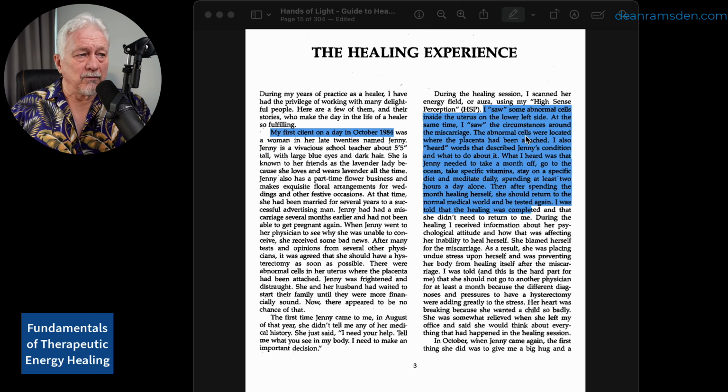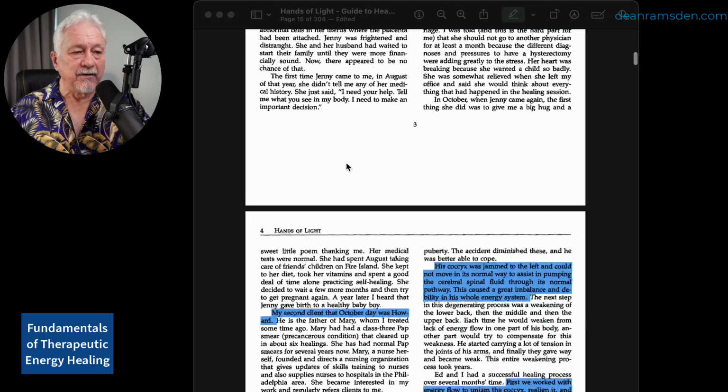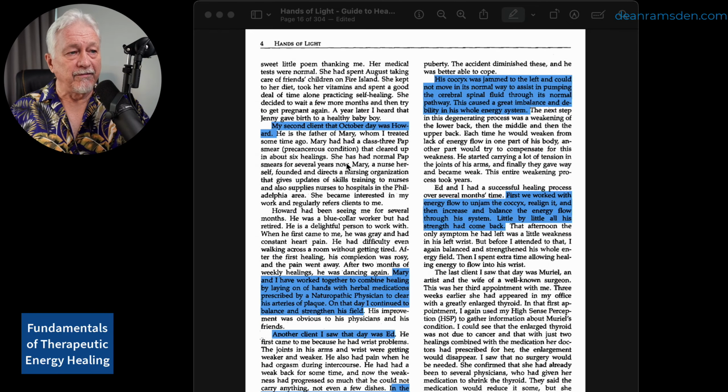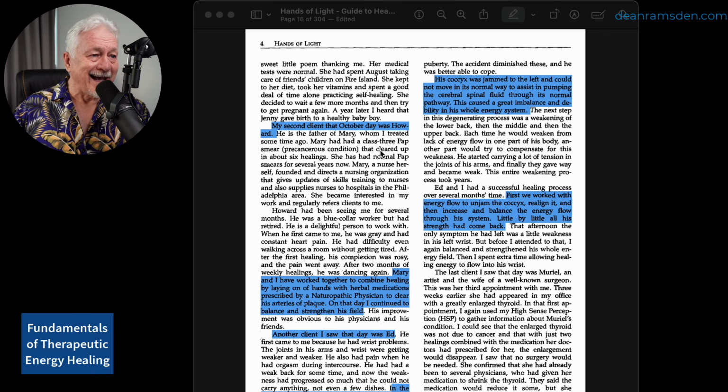So, big subject, but the bottom line here, since we're looking at Hands of Light, is that Barbara early on was trying to balance all these various inputs, including medical guidance. Let's move on to her second. So this is page 4 of Hands of Light. My second client that October day was Howard.